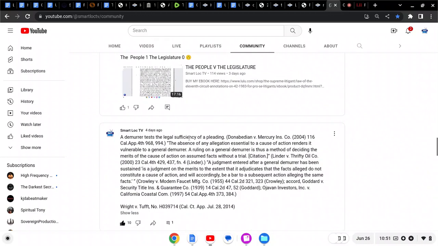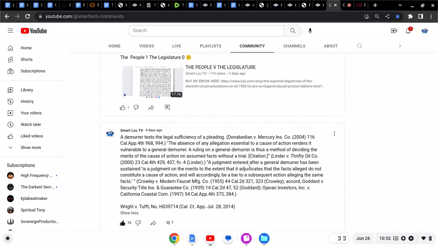A demur tests the legal sufficiency of a pleading. The absence of any allegation essential to a cause of action or an offense or a so-called crime renders it vulnerable to a general demur. A ruling on a general demur is thus a method of deciding the merits of the case on the assumed facts without a trial. A judgment entered after a general demur has been sustained is a judgment on the merits to the extent that it adjudicates that the facts alleged do not constitute a cause of action.